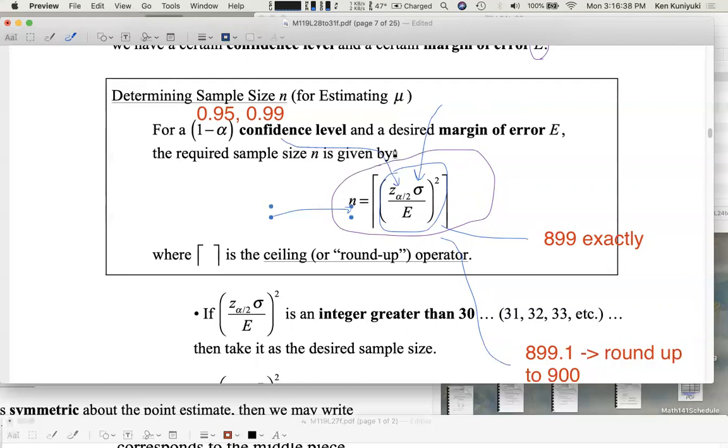But then, look here, the margin of error down here is in a denominator, and the larger the margin of error is, the smaller this will be. And the smaller the margin of error is, the larger this will be. So if we want a smaller margin of error, if we want to shrink E, the margin of error, we need to raise n, the sample size. And bear in mind, this is all squared. So the impact is even more powerful than without the square.